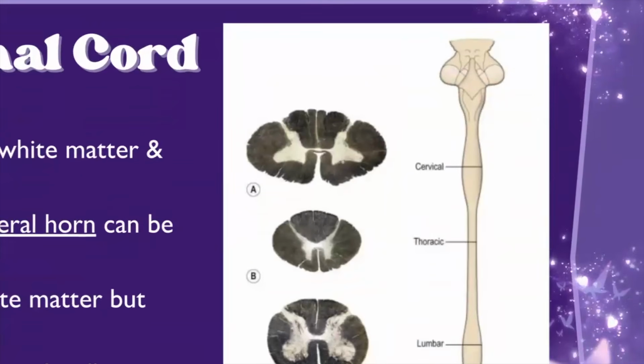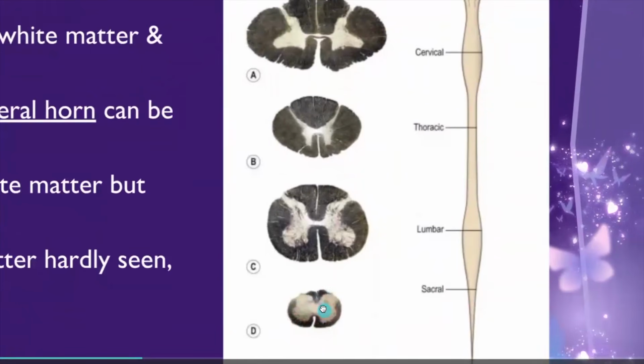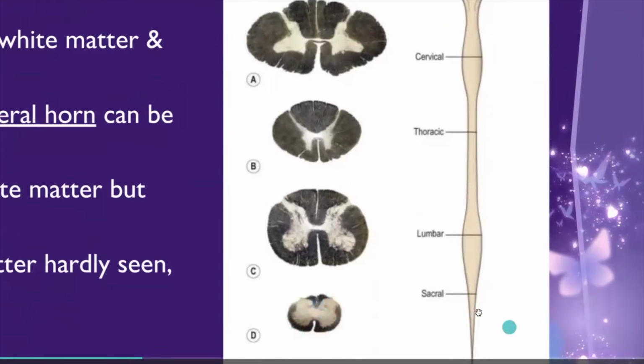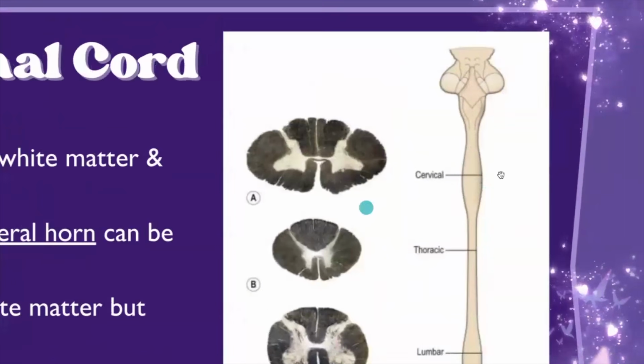So starting with the cervical section, you would see that the white matter is a lot, right? And why is that? That is because the white matter adds on from the bottom up. Once you start from the bottom, you can see that the sacral segment over here barely has white matter, because the white matter adds on as you go to the top of the spinal cord. That is why at the cervical level, you would have a lot of white matter.